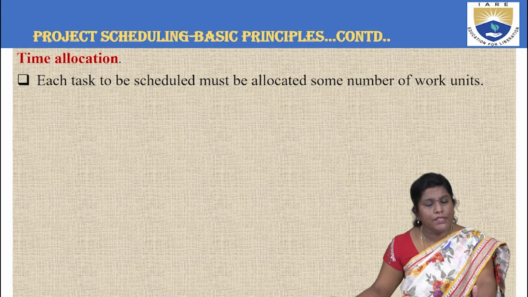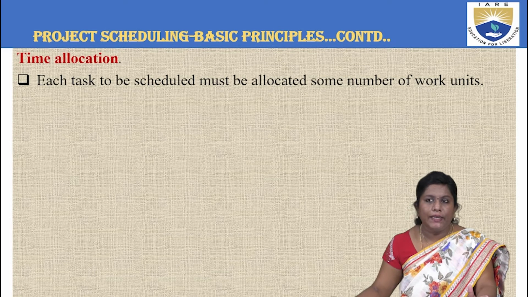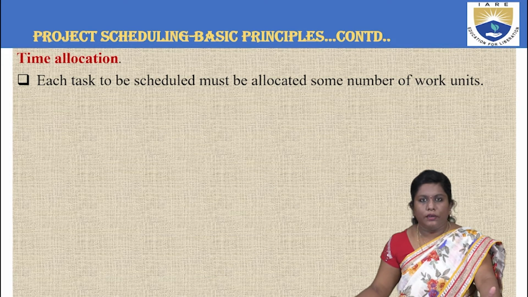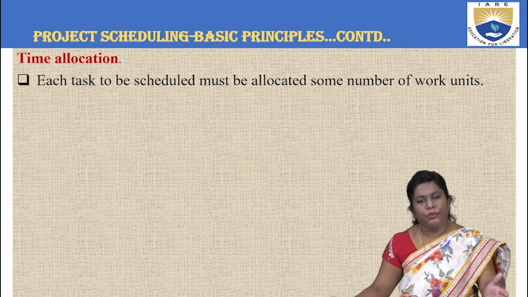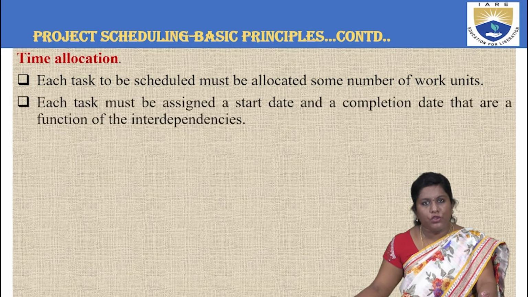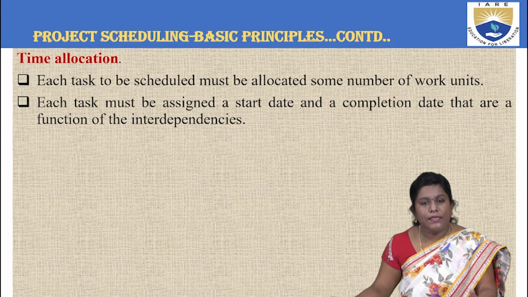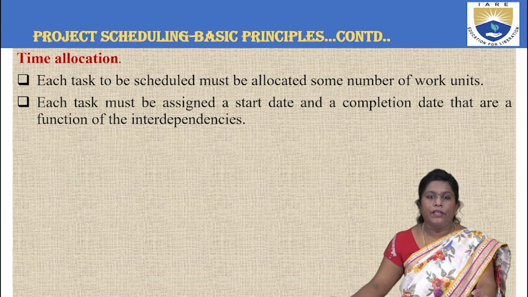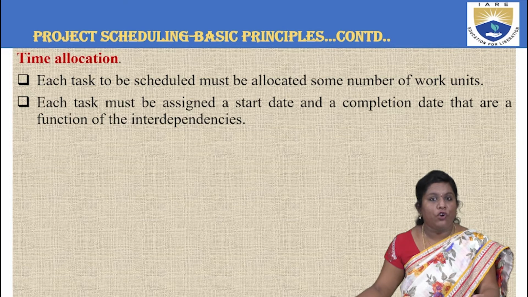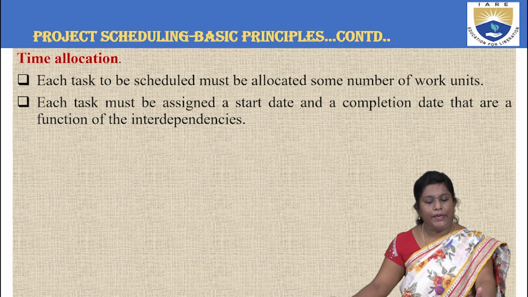Each task to be scheduled must be allocated some number of work units, meaning task number 1 gets XYZ time, task number 2 gets ABC time, like that. Each task will be scheduled with some amount of time. Each task also must be given a schedule in terms of start date and end date, the start date and the completion date, which act as a function of interdependencies.